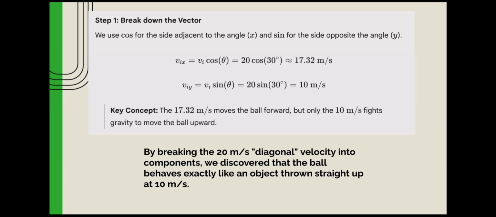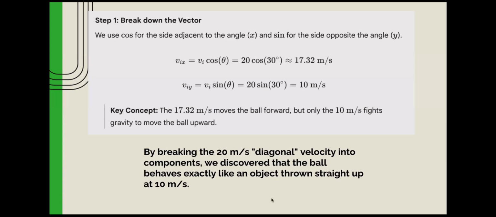And for the vertical velocity, we do the same thing, where we use sine of the angle. So that's 20 meters per second times sine 30 degrees, which gives us 10 meters per second. The key concept to understand here is that the horizontal velocity doesn't really matter for this problem. The vertical velocity is what we're really concerned with, because the vertical velocity determines the maximum height of the ball, which we're trying to find, right? Even if the horizontal velocity was 0, the maximum height would still be the same.